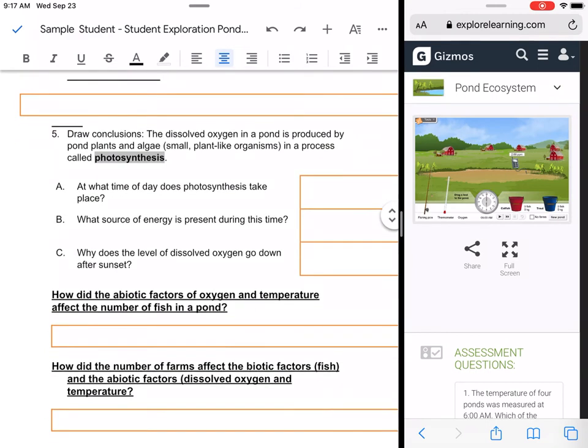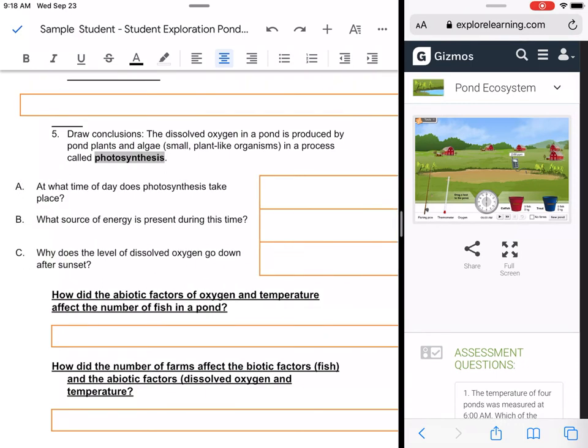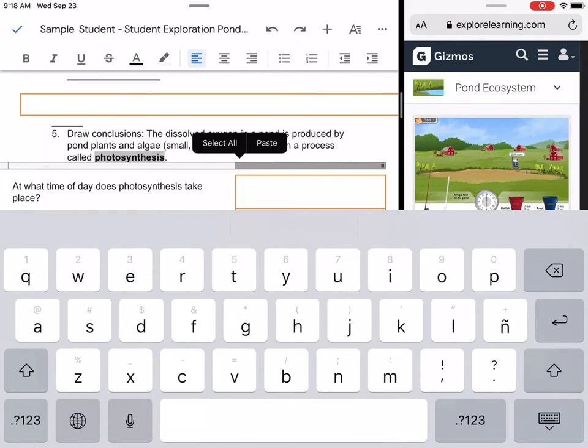Number 5, draw conclusions. The dissolved oxygen in a pond is produced by pond plants and algae, some small plant-like organisms, in a process called photosynthesis. Oh, look at that. That's why it goes up during the day, because the sun is out and plants need the sunlight for photosynthesis. That's what makes them green. At what time of day does photosynthesis take place? It takes place when the sun is out.